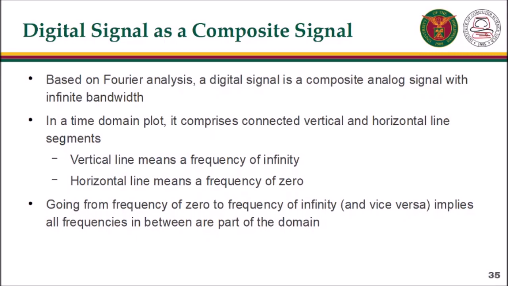Based on the Fourier analysis, a digital signal is a composite analog signal with infinite bandwidth. In a time domain plot, it comprises connected vertical and horizontal line segments. Vertical lines mean a frequency of infinity. Horizontal lines mean a frequency of 0. Going from frequency of 0 to frequency of infinity and vice versa implies all frequencies in between are part of the domain.